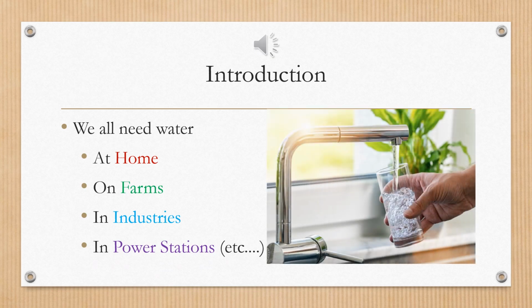Introduction. As we all know, 75% of the earth is made up of water, and 75% of our body also consists of water. So it is very essential for all living organisms. We need water at homes, on farms, in industries, in power stations, etc.